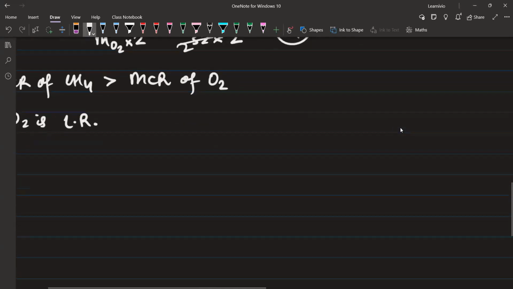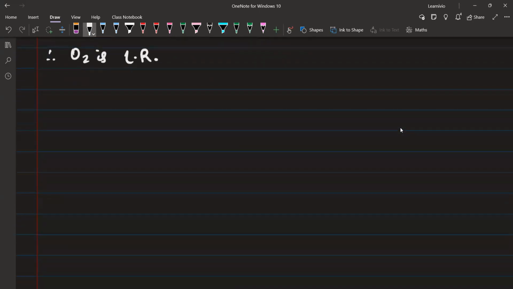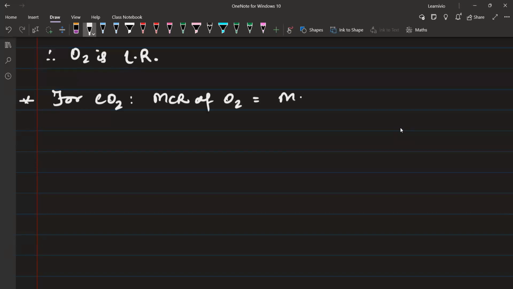So first of all, we are going to calculate CO2 first. Please write. Don't write, listen. For CO2, what will I write? MCR of O2 is equal to MCR of CO2.